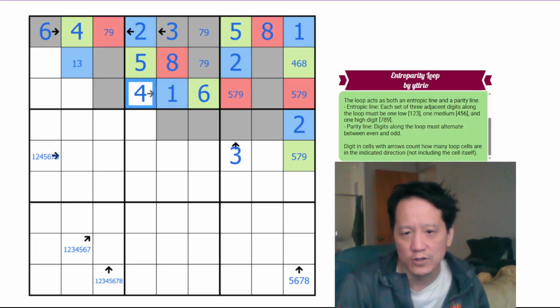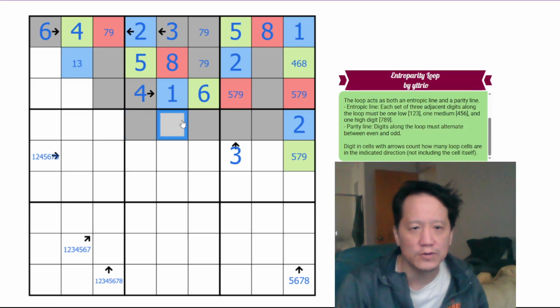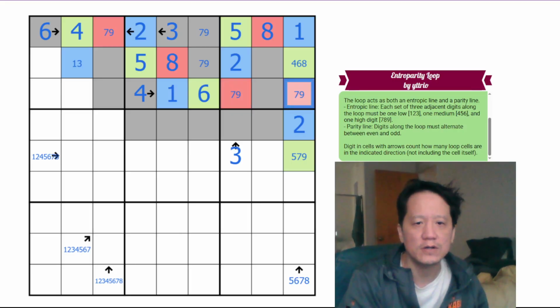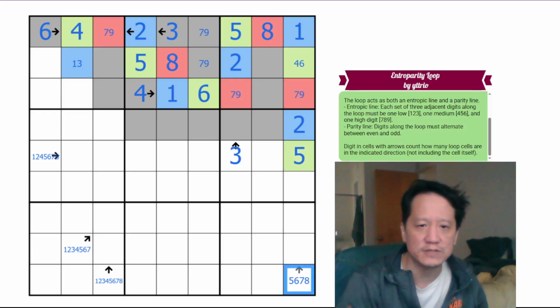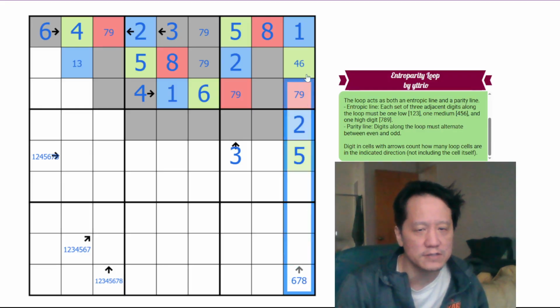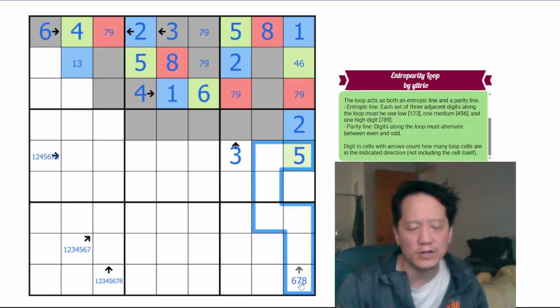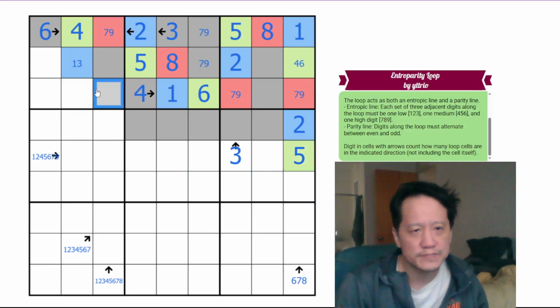This is not on the loop again. And this can't be on the loop either. This is 4. This has to be a 7 9 pair. This is medium, so it's 4 6. This is medium, so this is a 5, which means this can't be 5. So it must see at least 6, 7, or 8 cells. It cannot go out and then, well, it could. Okay.